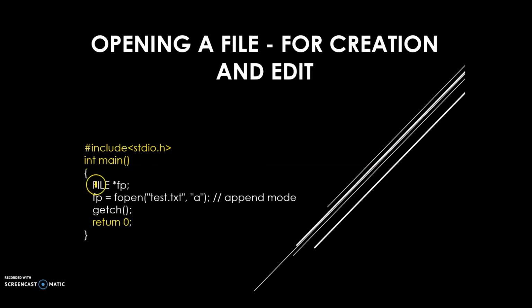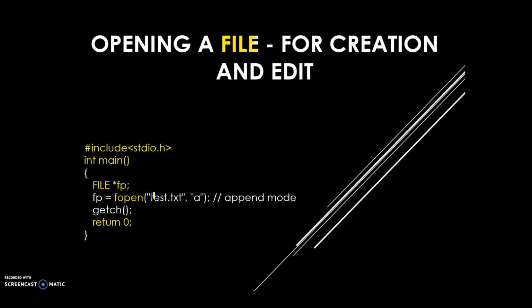Now, FILE asterisk fp. We know that when we work with a file, we need this type of pointer, which has the data type FILE. Next statement: fopen is a function which comes from stdio.h. Then two parameters are there.